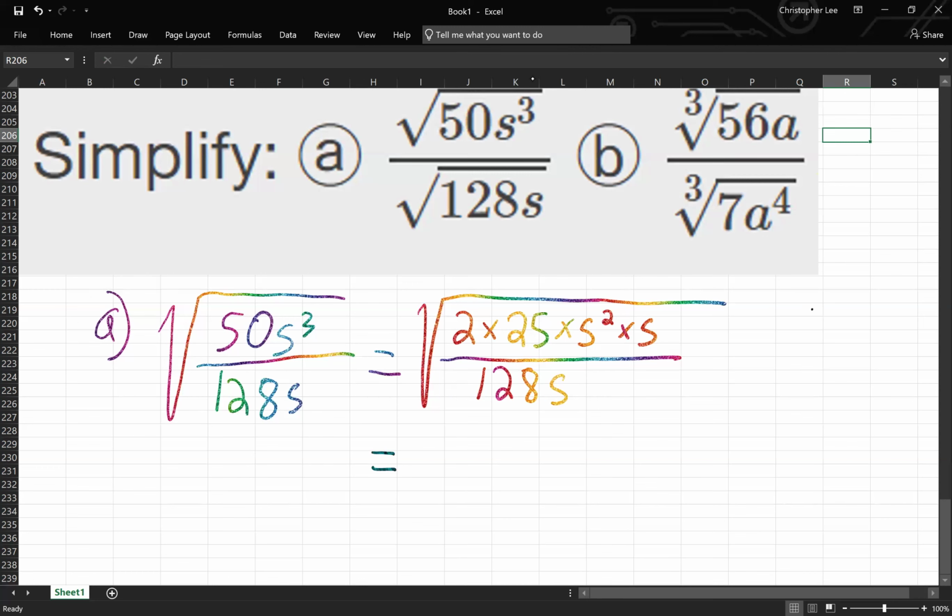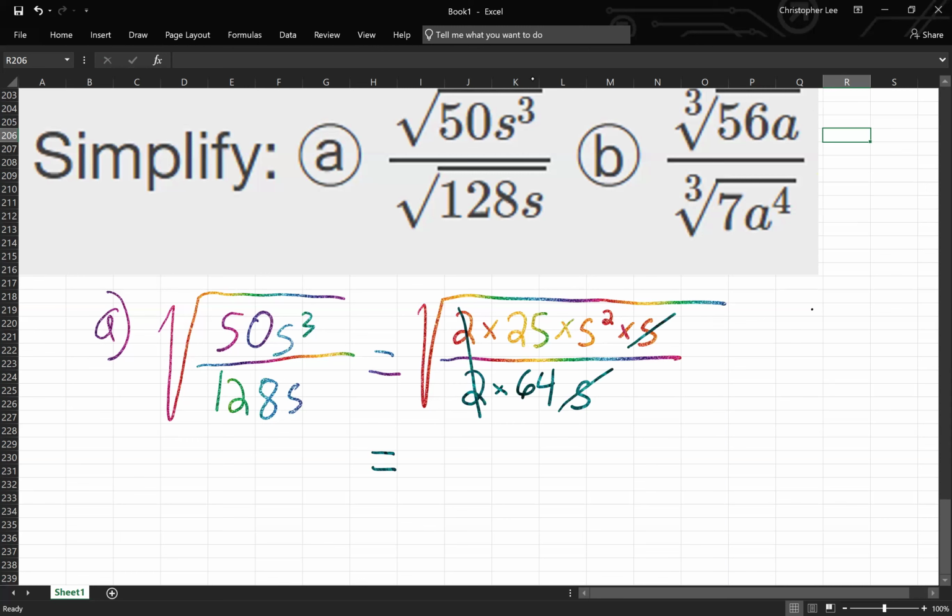So now, actually, wait, on the bottom, I actually want to break that apart. Let me break that apart into 2 times, let's say 64s. And then now we're going to cross out our like terms. Boom. Get rid of the s's. There we go. And I'm left with 2 perfect squares, right?